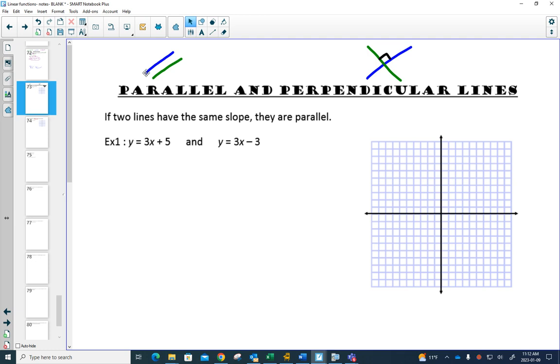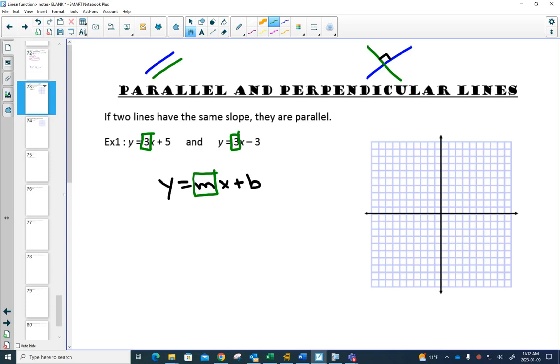So we can tell that y equals 3x plus 5 and y equals 3x minus 3. You can look at those equations and you can say to yourself, I notice that they're in the y equals mx plus b form. So whatever is in front of the x will be my slope. And since both of these have a 3 in front of the x, they both would have a slope of 3 and they would be parallel.